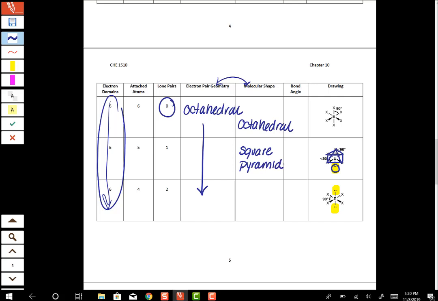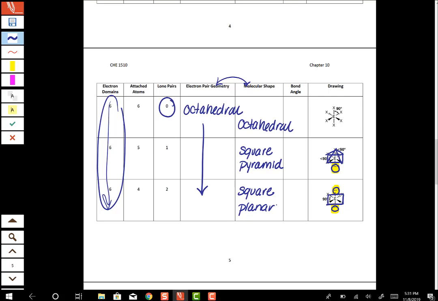Some people might also call it square pyramidal. Perfectly fine. Over here, now that I have a lone pair on the top and the bottom, these all make a square. And that square is actually in the same plane. It's hard to see on the paper. We'll see that in class. And so this is going to be called square planar because all the atoms are in the same plane.